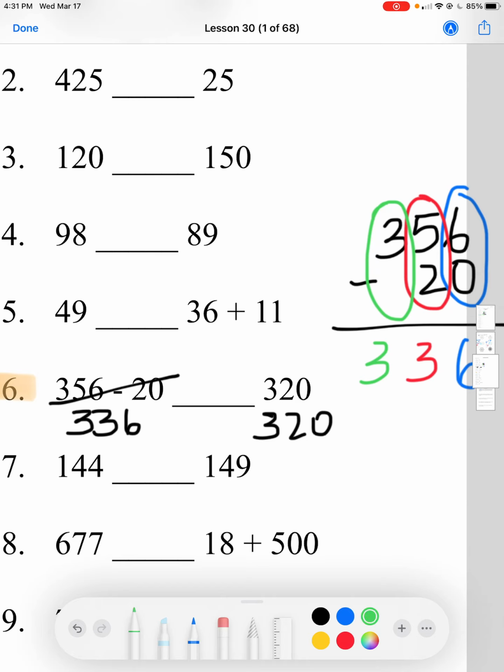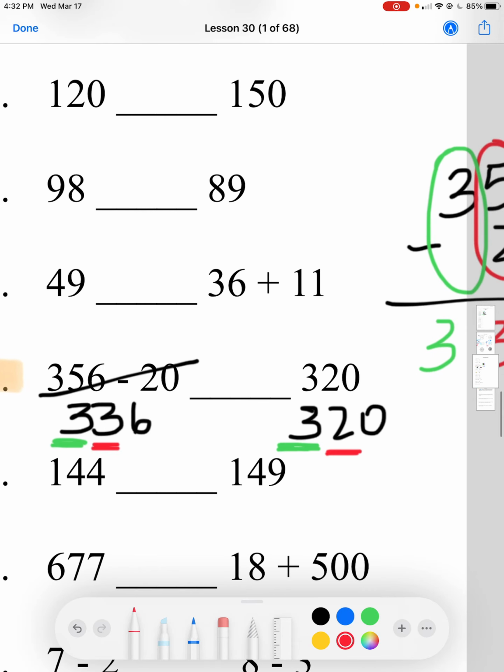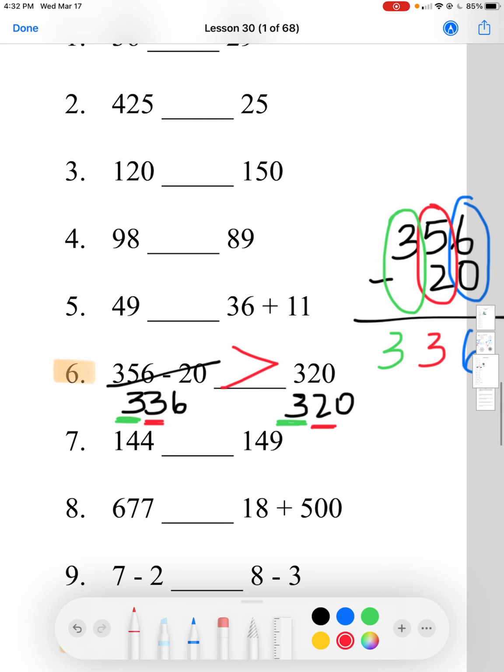So remember, we're always going to focus on the leftmost number first. We have a 3 and a 3. They're the exact same thing, so we're going to move on. In the tens place, we have a 3 and a 2. We know that 3 is bigger than 2. So what this is saying is this has 3 tens and this number has 2 tens. So the number with 3 tens is bigger. So we're going to have our little alligator mouth pointing towards the bigger number.